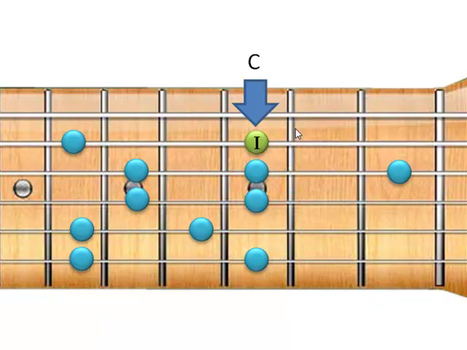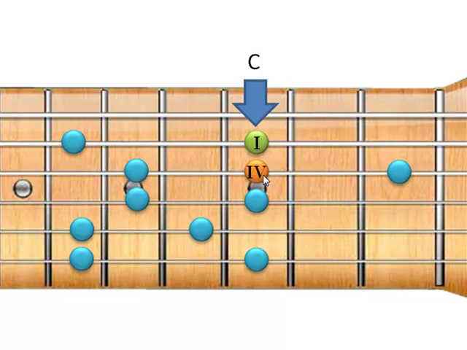The first note of the scale, or the root note, is commonly referred to as the 1, and it's denoted by a Roman numeral 1. So in this case, the 1 note is a C. Right below the 1 note is the 4 note. In this case, it's an F.